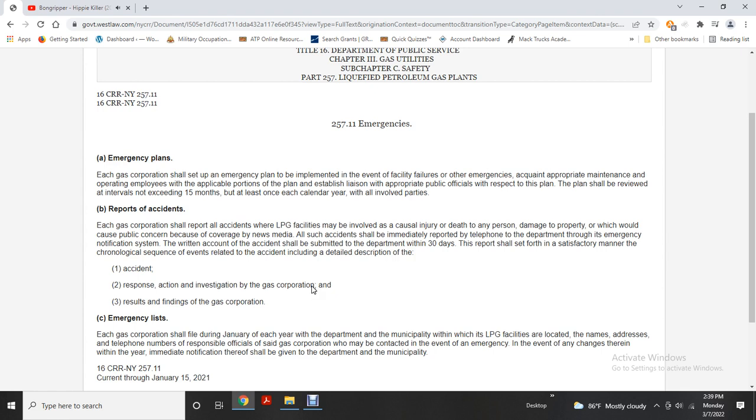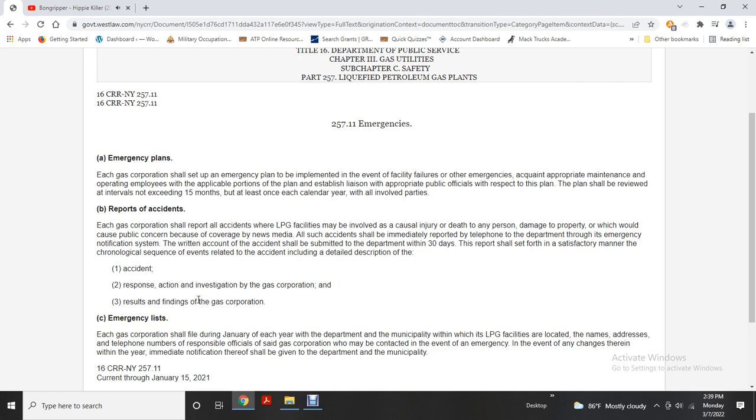The report shall set forth in a satisfactory manner the chronological sequence of events related to the accident, including a detailed description of the accident, the response and action investigation by the gas corporation, the results and findings, and the gas corporation emergency list of each of the gas corporations during each year.